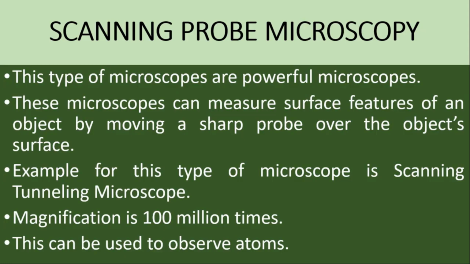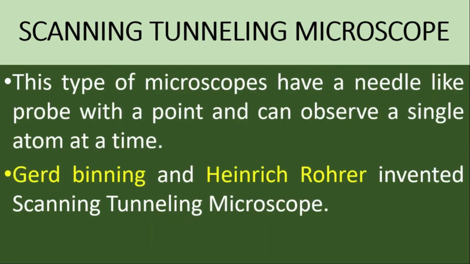Scanning tunneling microscope. Magnification is 100 million times. This can be used to observe even atoms of small size. This type of microscope has a needle-like probe with a point and can observe a single atom at a time. That is a peculiarity of the scanning tunneling microscope. It was invented by Gerd Binnig and Heinrich Rohrer.